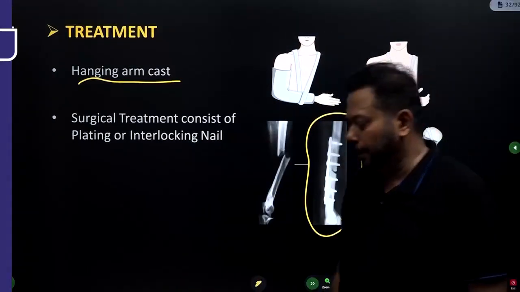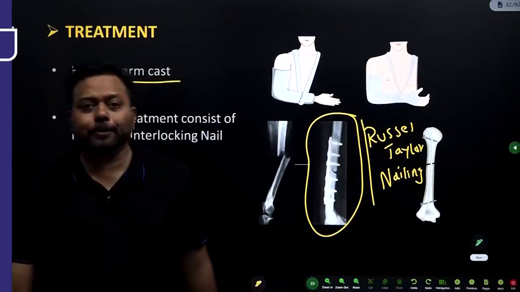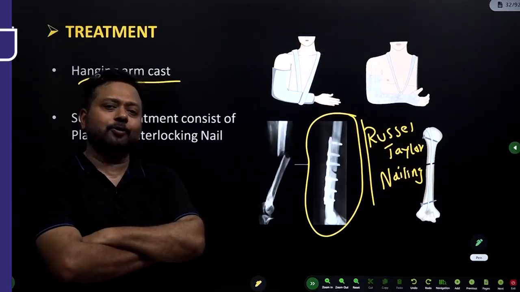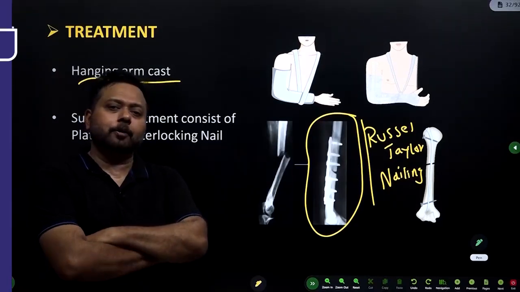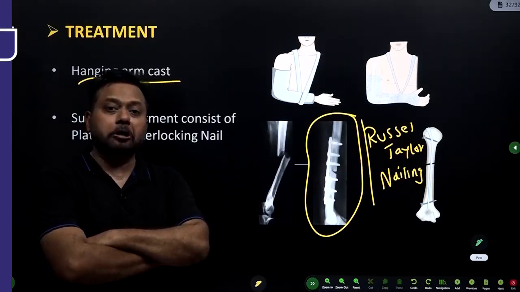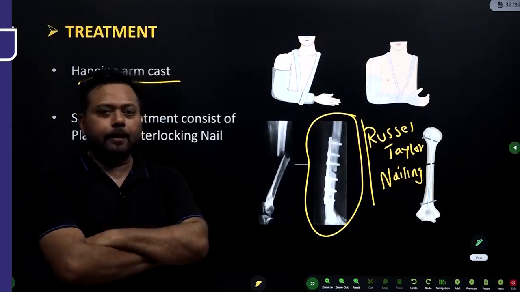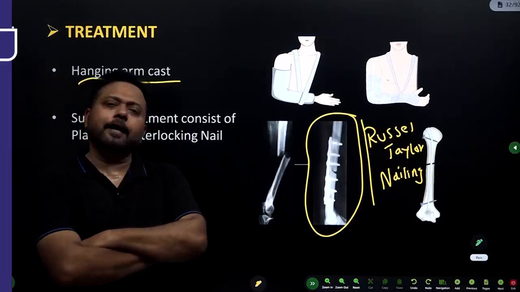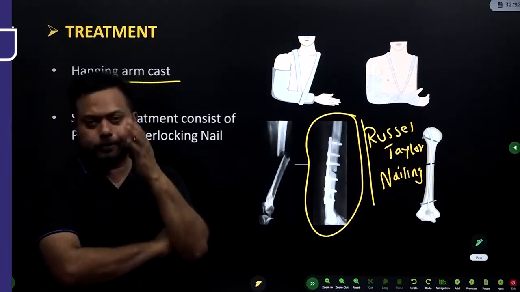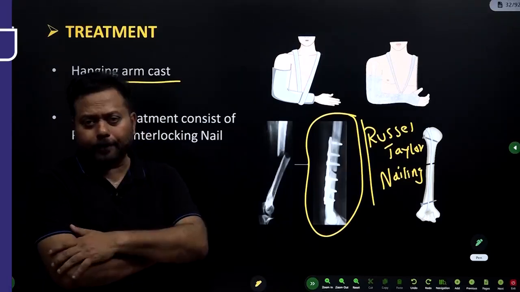So, shaft of humerus fracture can be treated by two ways: open reduction internal fixation with plate and screws, a time-honored method. Otherwise, you can do what is called an intramedullary interlocking nail. The nail is called Russell-Taylor's RT nail. And especially, the book says, when will you do nailing? I can do nailing in pathological fractures.